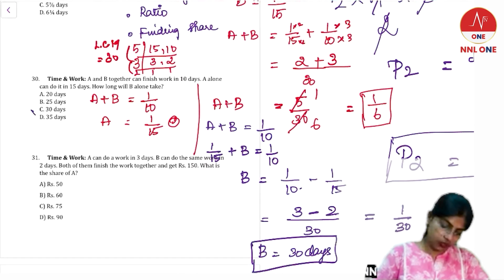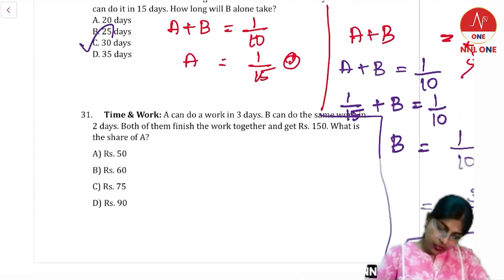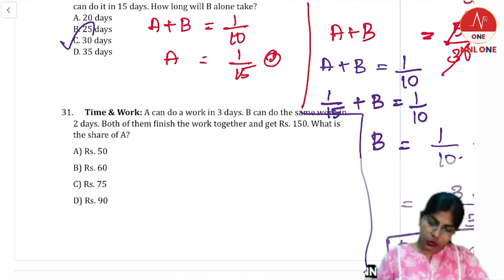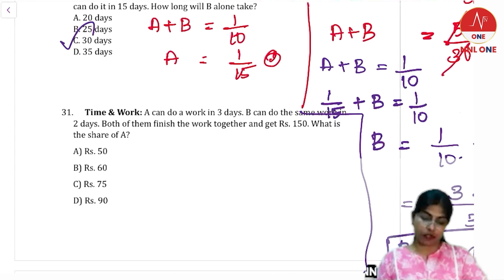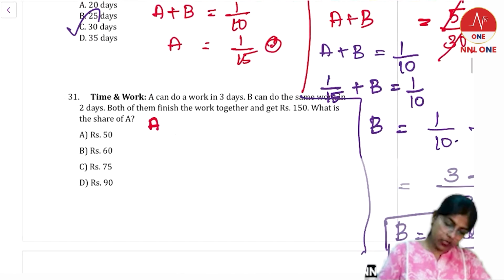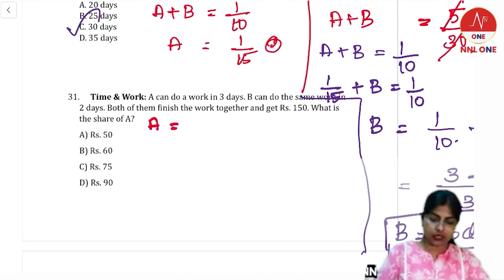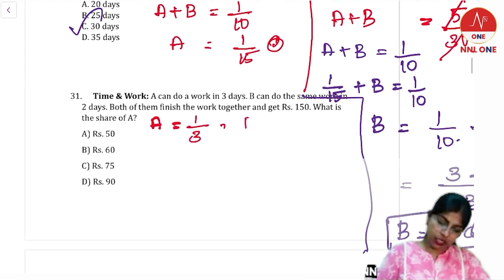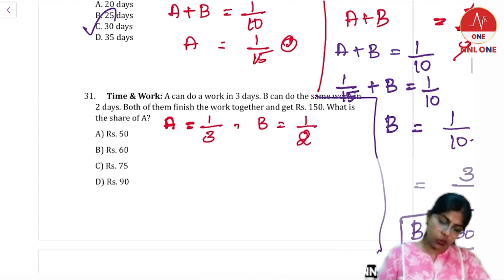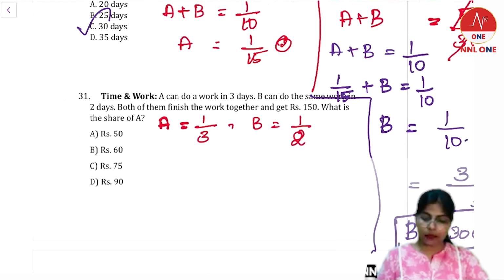Option C. Next question. A can do a work in 3 days. B can do the same work in 2 days. Both of them finish the work and get rupees 150. What is the share of A? Okay, A's value is 3 days, so the per day work is 1 by 3. And B can do the same work in 2 days, so the per day work will be 1 by 2. Both of them finish the work together and get rupees 150.